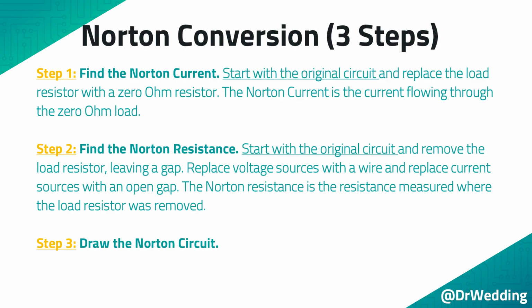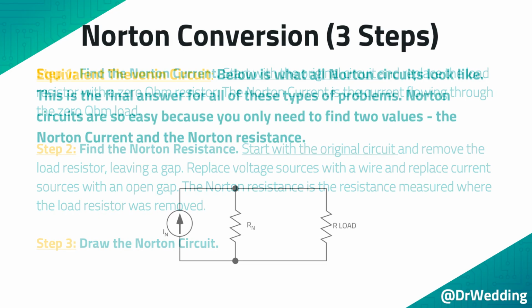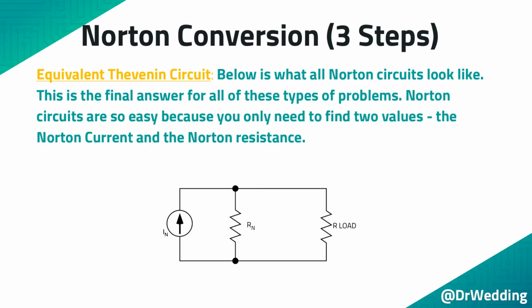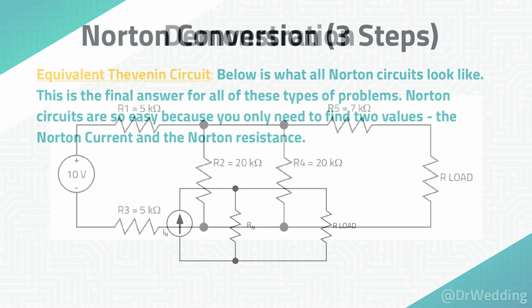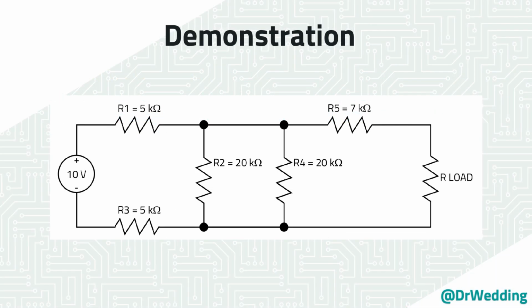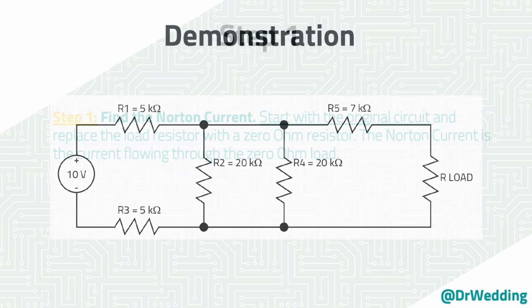Step 3. Draw the Norton circuit. Below is what all Norton circuits look like. This is the final answer for all of these types of problems. Norton circuits are so easy because you only need to find 2 values, the Norton current and the Norton resistance. Let's start with a demonstration that will convert this circuit to a Norton equivalent circuit.